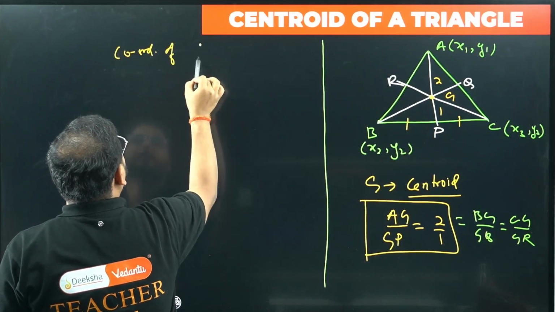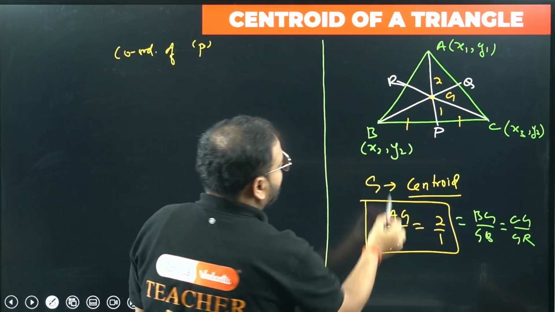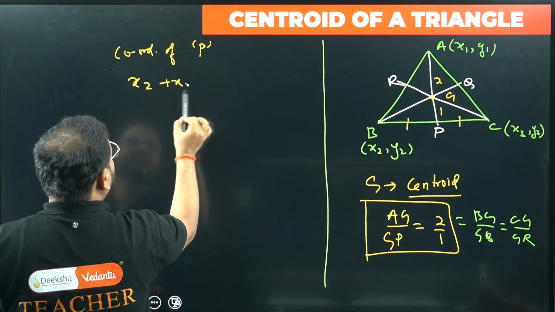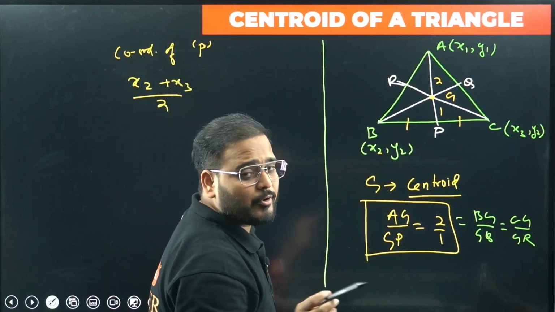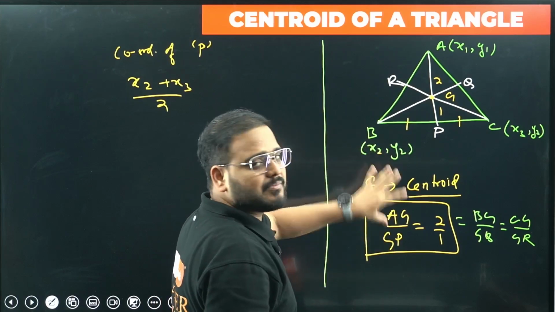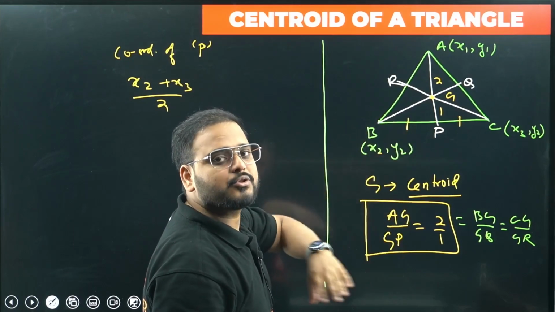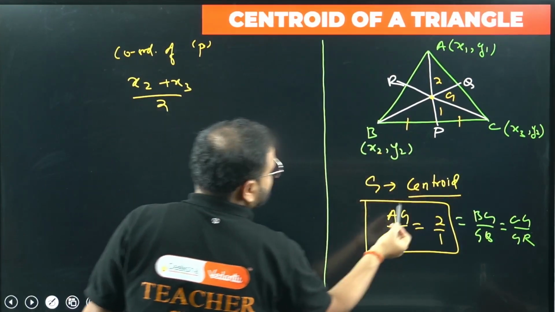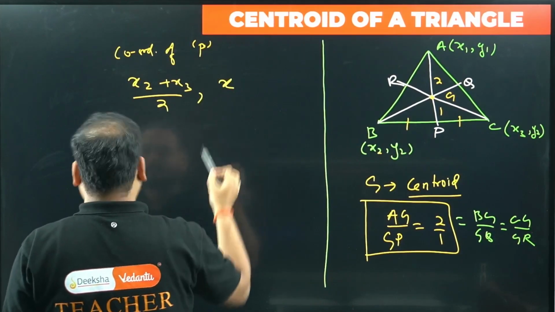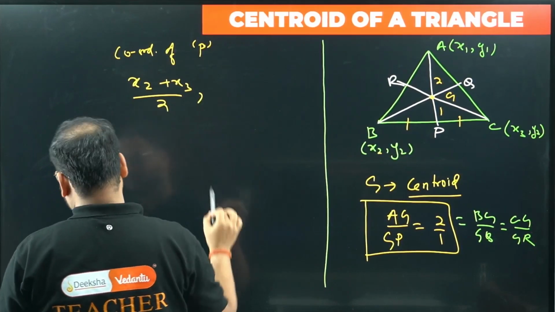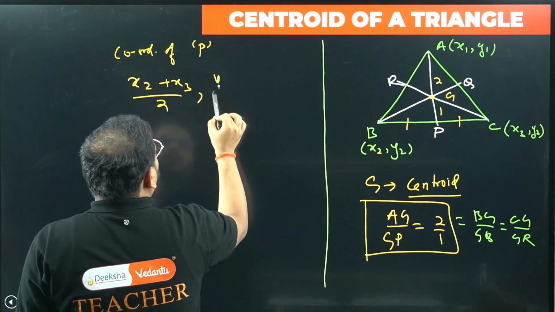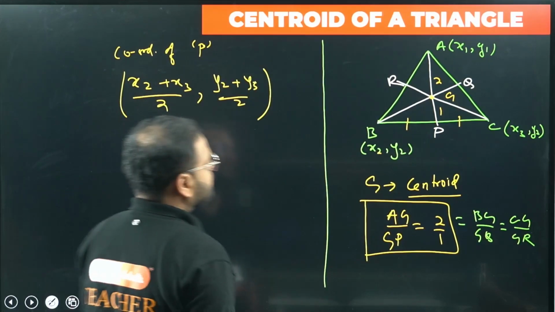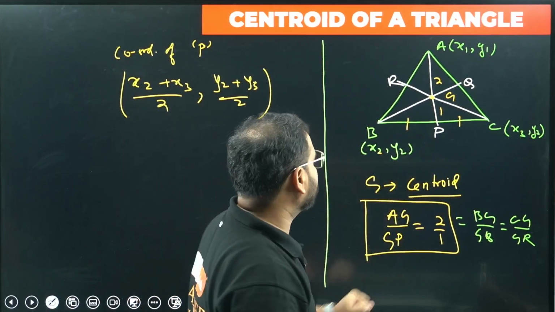Coordinate of the point P. How will I do it? x2 plus x3 by 2. I'll not do the complete derivation of this. I'll give you the direct answer, but I want you to show the approach to get the answer, so that if you want, you can try it yourself also and get the result. So this is the coordinate of point P, x2 plus x3 by 2, comma. Okay, this is for x, right? I'm looking for y also. Y will be y2 plus y3 by 2. This is the coordinates of point P: x2 plus x3 by 2, y2 plus y3 by 2. Excellent.